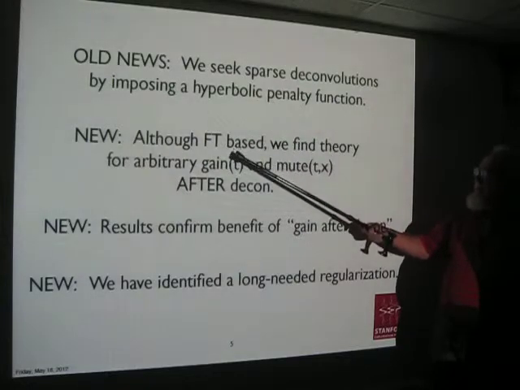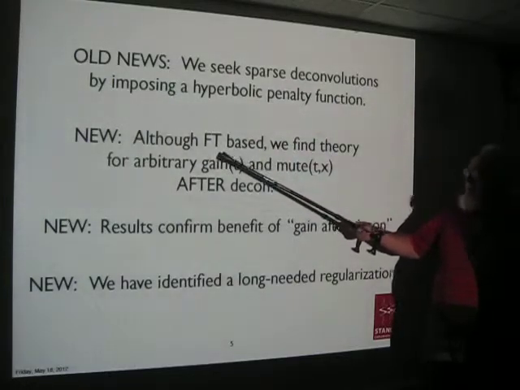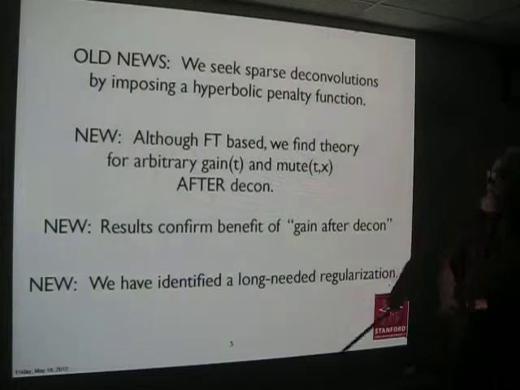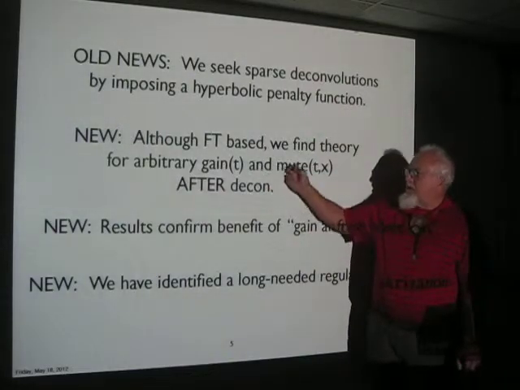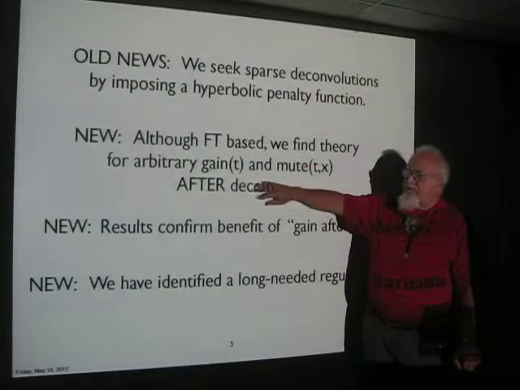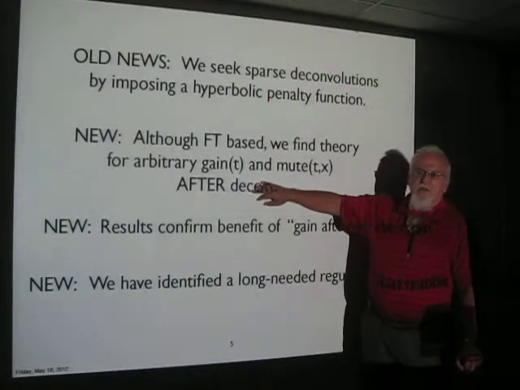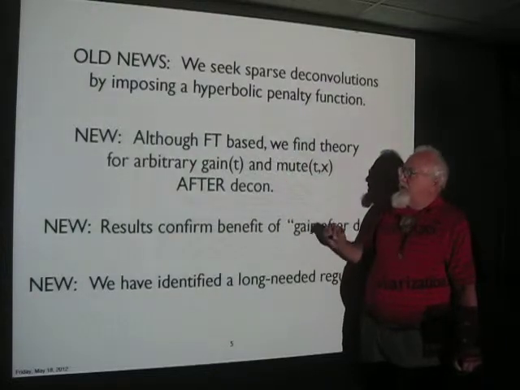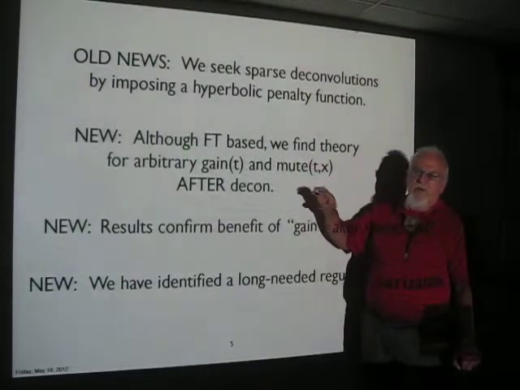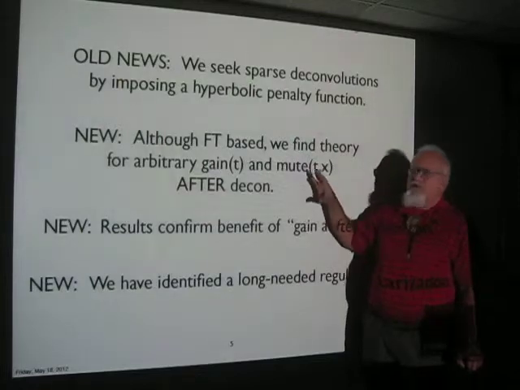Now what's new, although it's new from last year, although it's Fourier transform based, is that we find the theory for an arbitrary gain function and an arbitrary mute function, and these are applied after the deconvolution. None of this old business of transform it to stationarity and then filter it. No, we filter it, and after that we look at the statistics of the output, transforming them to stationarity.